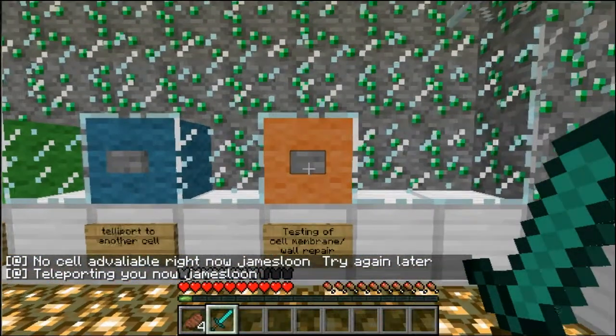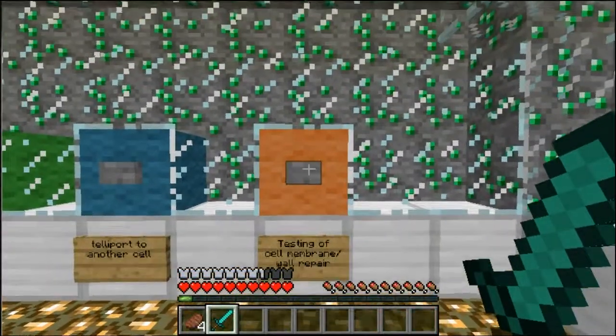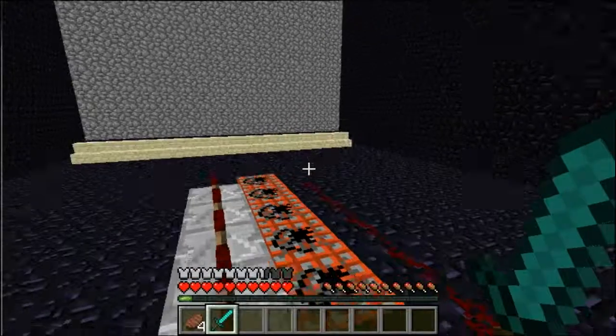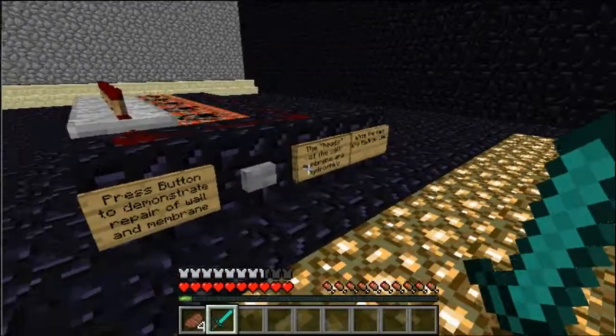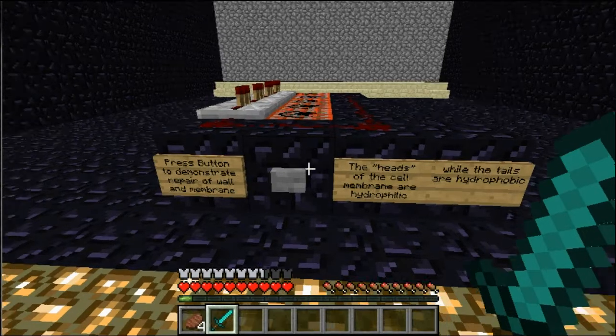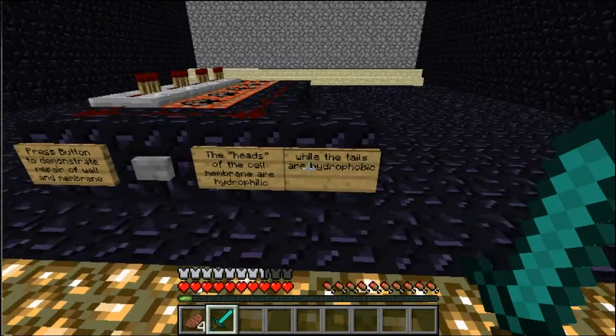Now, this is the fun one. This was a lot of fun for a lot of people. This is the testing of the cell membrane and wall. But the interesting thing about this is it's a TNT cannon. Cell walls and membranes have the ability to self-repair. The heads of the cell are hydrophilic, while the tails are hydrophobic.